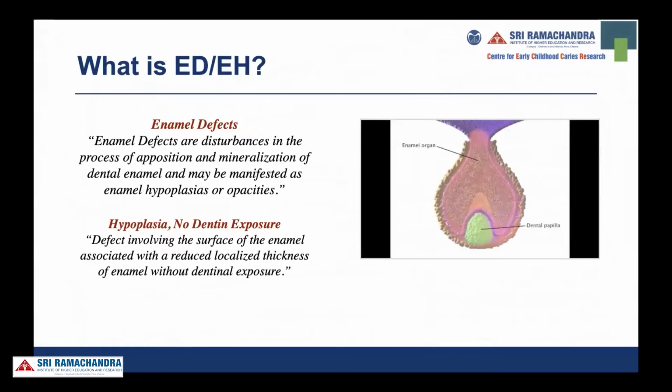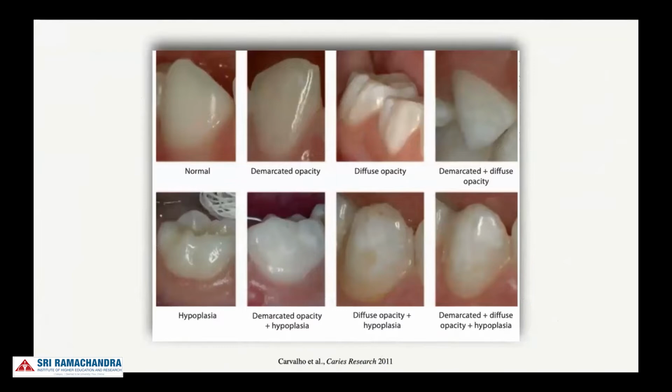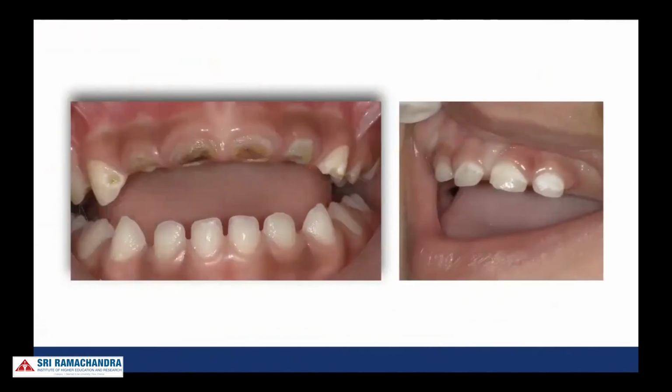Now, going back to the facts, enamel defects are defined as disturbances in the process of apposition and mineralization of dental enamel, and may be manifested as enamel hypoplasia or opacity. Mind you, enamel hypoplasia involves only enamel, not the dentine. Enamel defects can appear as demarcated or diffuse, or demarcated and diffuse in the same tooth. Now, in my experience, we found combinations. We also found diffuse and demarcated.